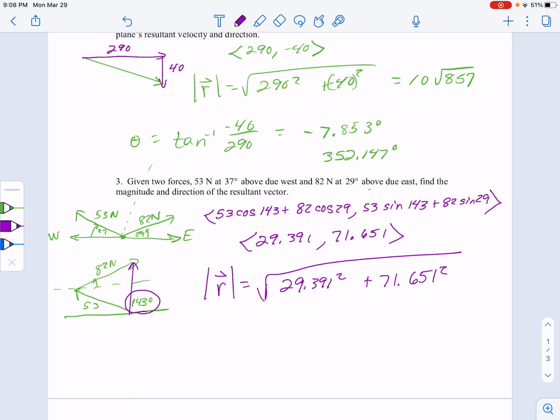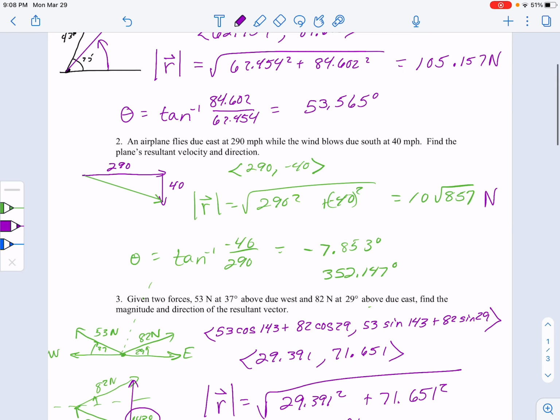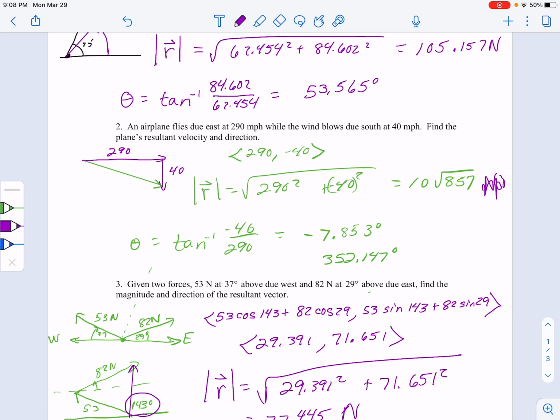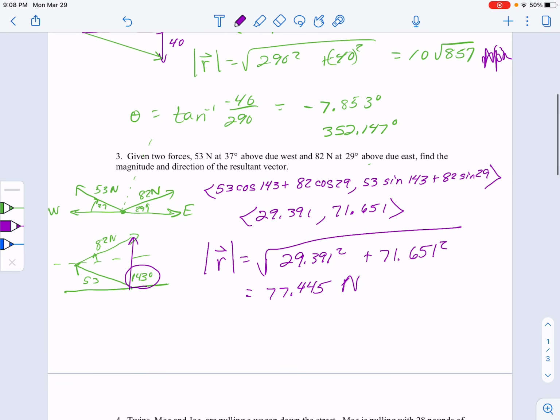Squared, and I get 77.445 newtons. This is newtons too, isn't it right? No, that's miles. Miles per hour. Okay.